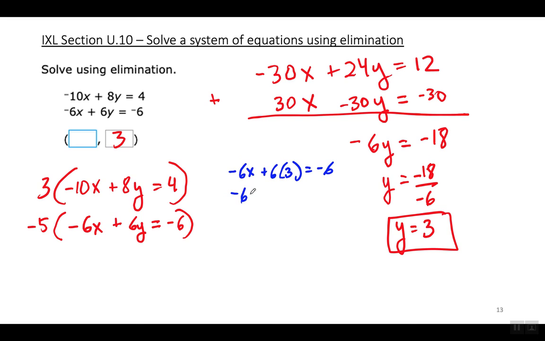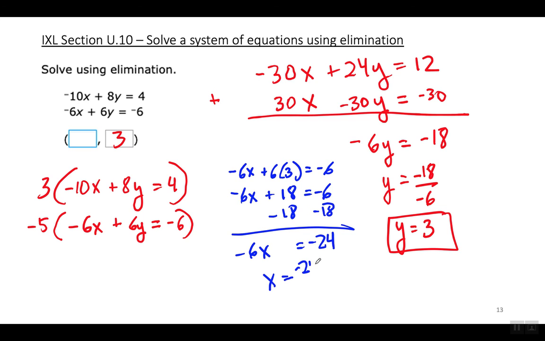Alright, that's going to give me negative 6x plus 18 equals negative 6. Subtract 18 from both sides. And that'll give you negative 6x equals negative 24. So x equals negative 24 divided by negative 6. So x equals 4.